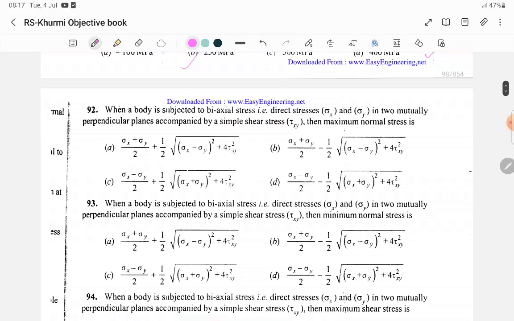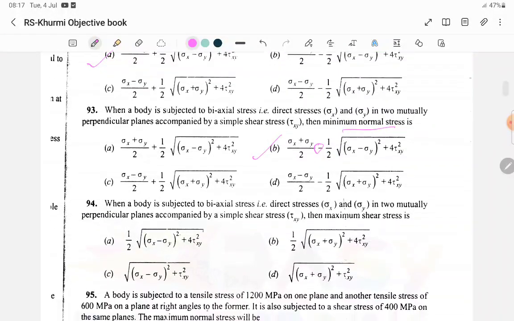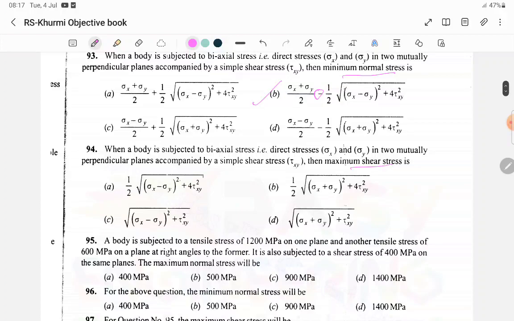When a body is subjected to biaxial stress, that is direct stresses sigma x, sigma y in two mutually perpendicular directions, accompanied by a shear stress, the maximum normal stress will be sigma x minus sigma y whole square plus 4 tau of xy whole square. So this is the formula. For minimum normal stress, in place of plus you get the minus. Maximum shear stress, already you know, 1 by 2 into under root of sigma x, this one you will get.